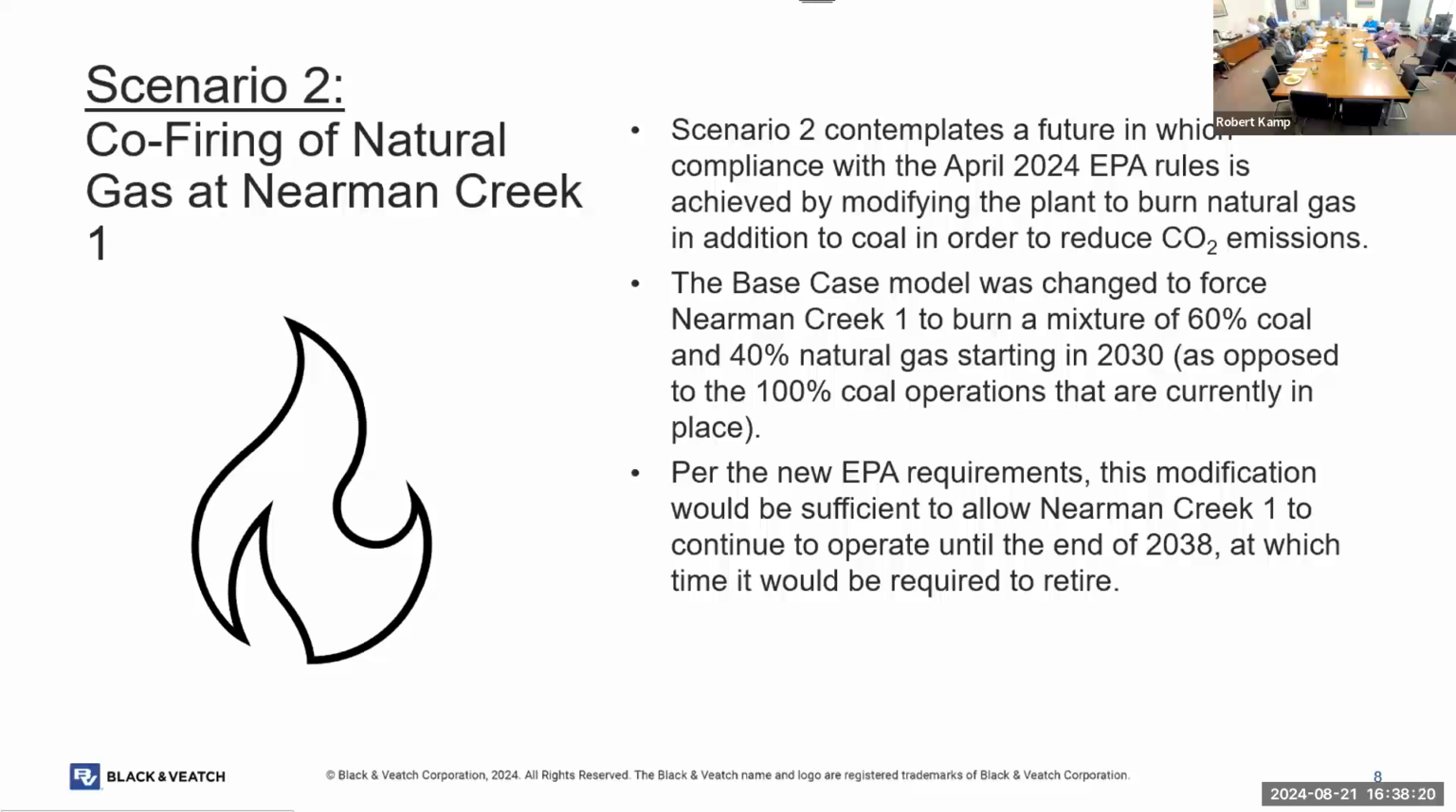Under the EPA rules, they would want to see a mixture of 60% coal and 40% natural gas on a heat input basis, starting no later than 2030. And again, under those rules, the modification of the plant to burn natural gas would allow it to continue operating until the end of 2038, at which point it would be required to retire. And that's where we get to that forced decision in the model. That's an enforced retirement due to the EPA rules. Doesn't mean it has to run that long, but under this scenario, it couldn't run too long.